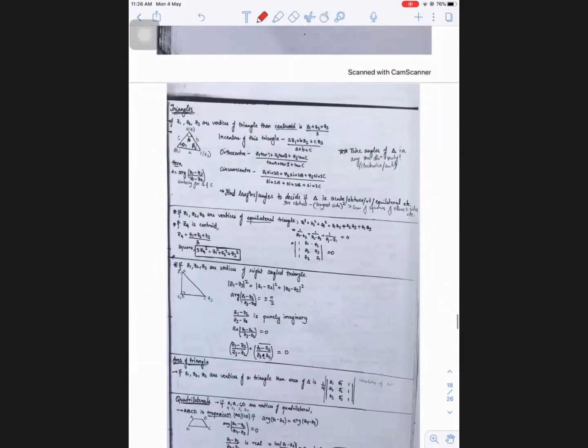Next result, incenter, orthocenter, circumcenter formulas. As usual, same thing. Centroid is (Z1 plus Z2 plus Z3) by 3. Incenter is (AZ1 plus BZ2 plus CZ3) by (A plus B plus C). Orthocenter formula in terms of tan. Circumcenter formula in terms of sin 2A.